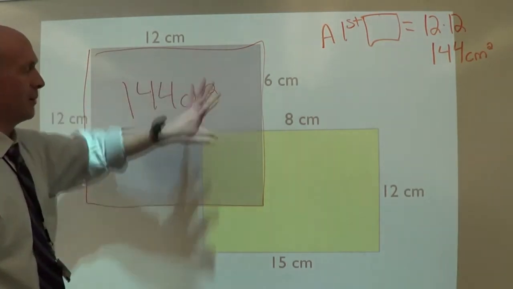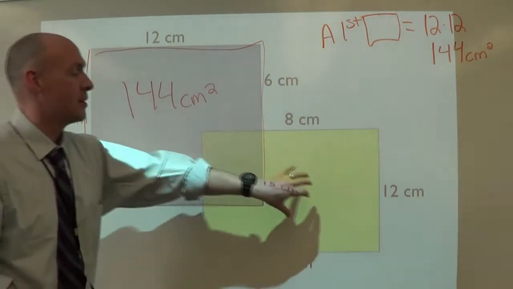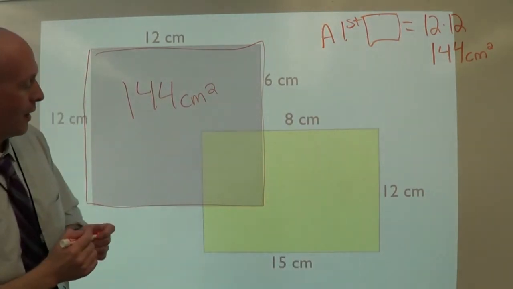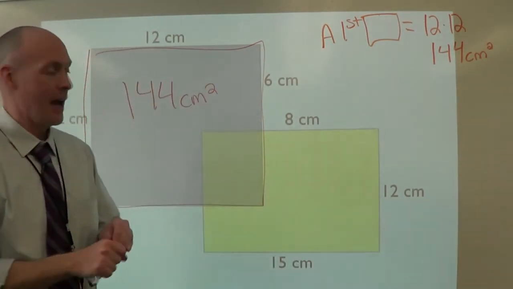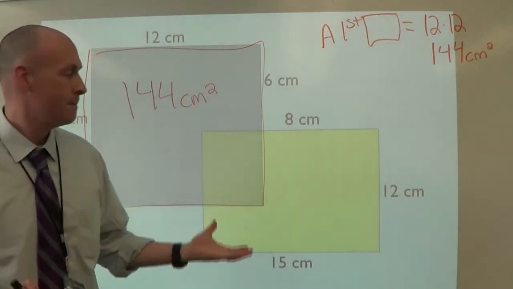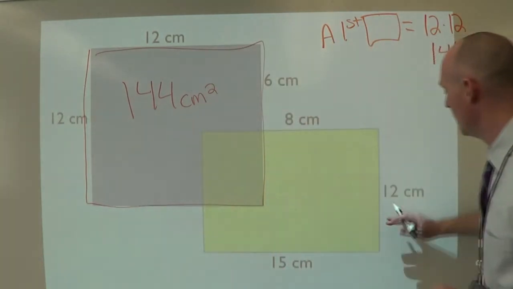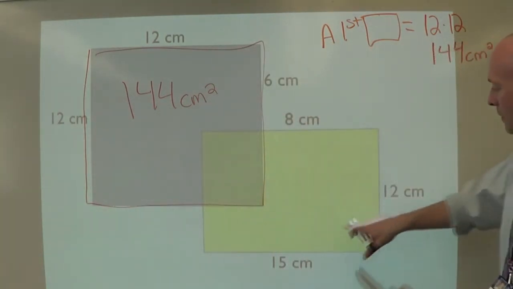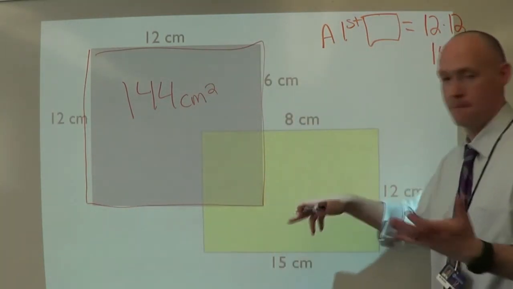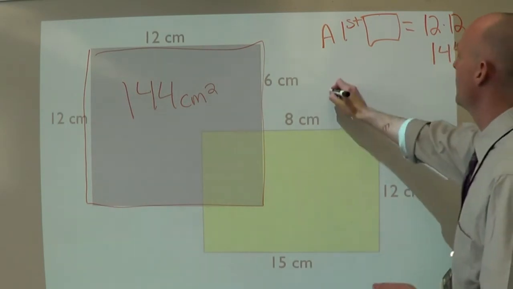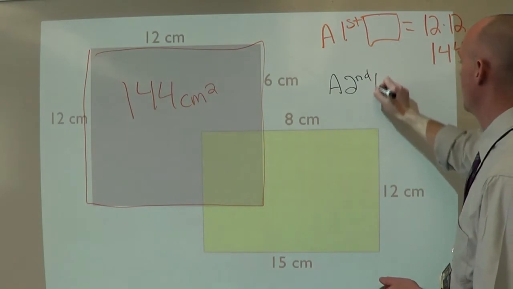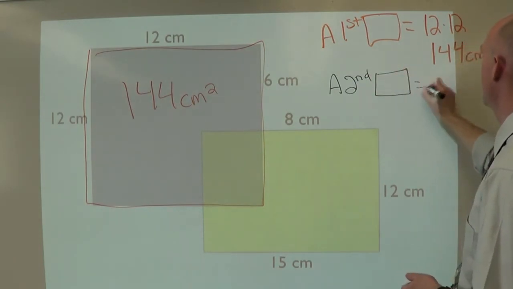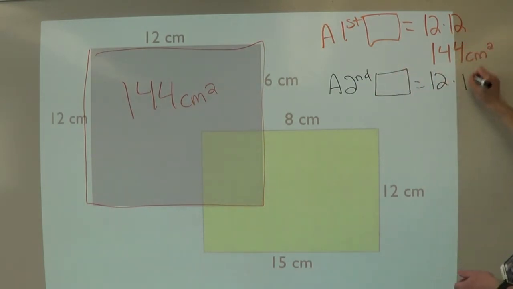Because 12 times 12 is 144. Excellent. So let's now find the area of the yellow rectangle. Here I have 12 times 15. Simple enough. So the area of the second rectangle is 12 times 15.